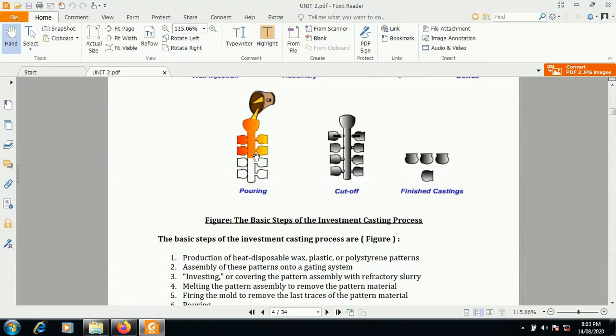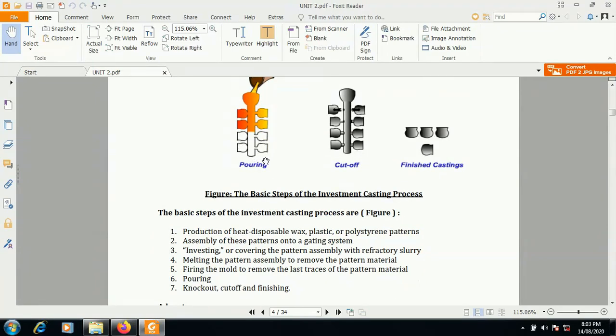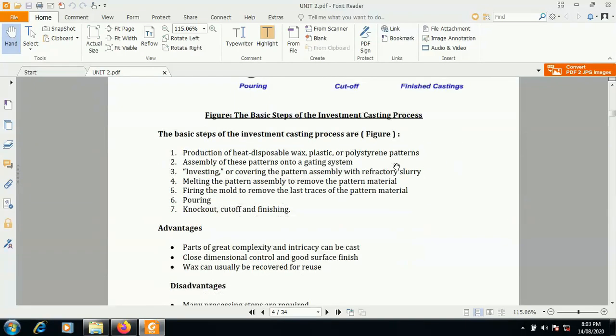This step indicates pouring of the molten metal inside the mold. After pouring and after 15 to 20 minutes, solidification of the metal takes place, and then knockout, cut off and finishing. Knockout means breaking of the mold cavity, cut off means removal of the gates from the casting, and finishing means use of a wire brush or grinder to carry out final finishing.